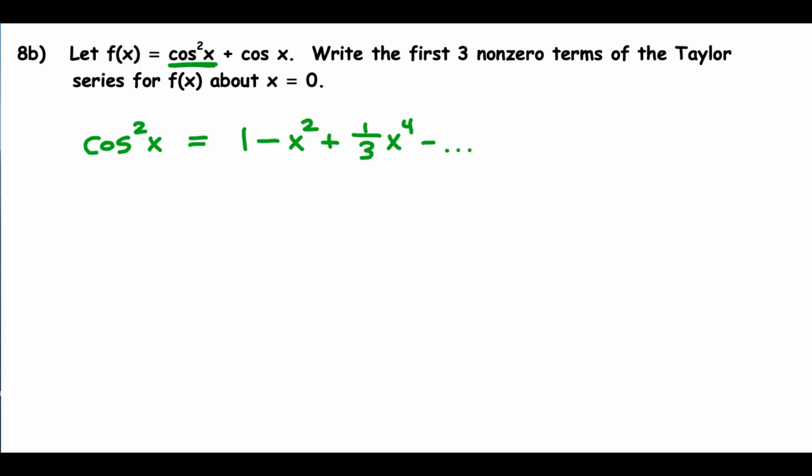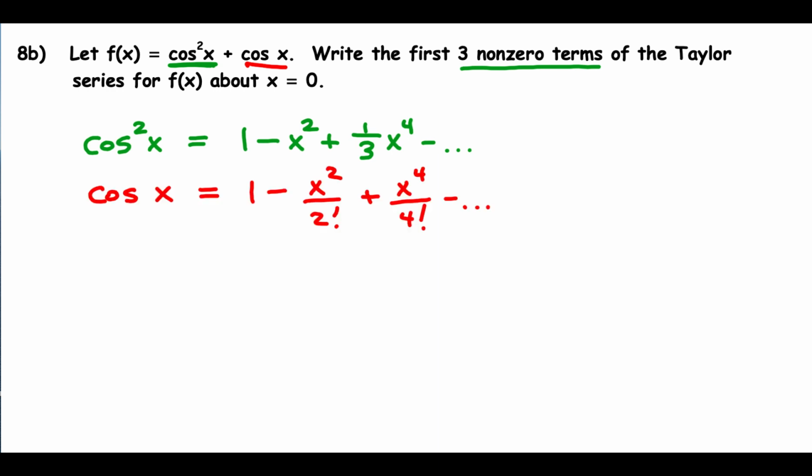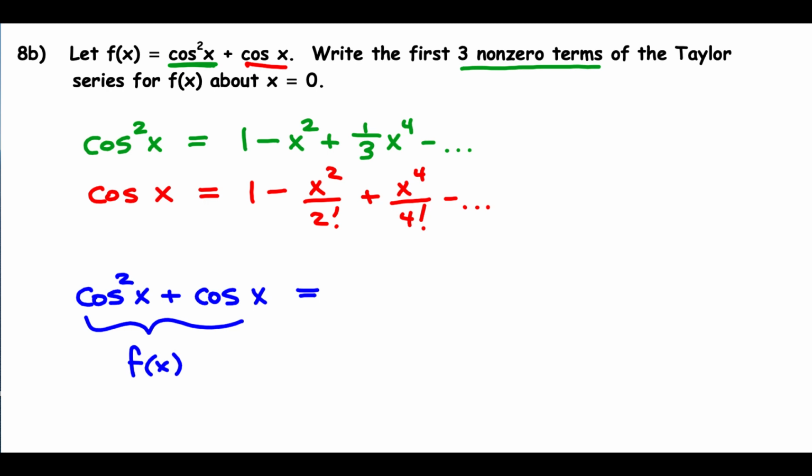We do need the first 3 non-zero terms now, but hopefully nothing's going to cancel out when we hitch on this extra cosine of x, which of course is a memorized formula, at least hopefully it is. And it looks like we've had some pretty good fortune. Nothing's going to cancel, so we don't have to go any farther than that. I'm going to figure out what f of x is right now. Again, this cosine squared plus cosine has got an alias. It's also called f of x. Okay, they're the same thing. So, all right, what's it equal to?